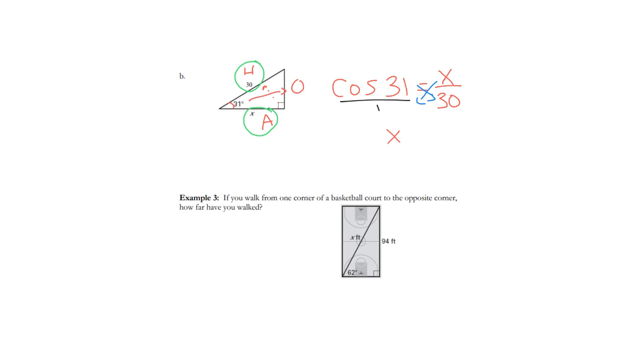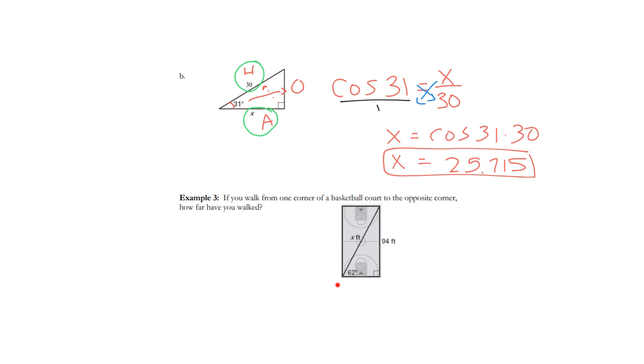X times 1 is X. And then we're doing the cosine of 31 times 30. And we're going to find out that X is 25.715. Please round all answers to the thousandths place. The last example asks, if you walk from one corner of a basketball court to the opposite, how far have you walked? Okay, so we know this length is 94.